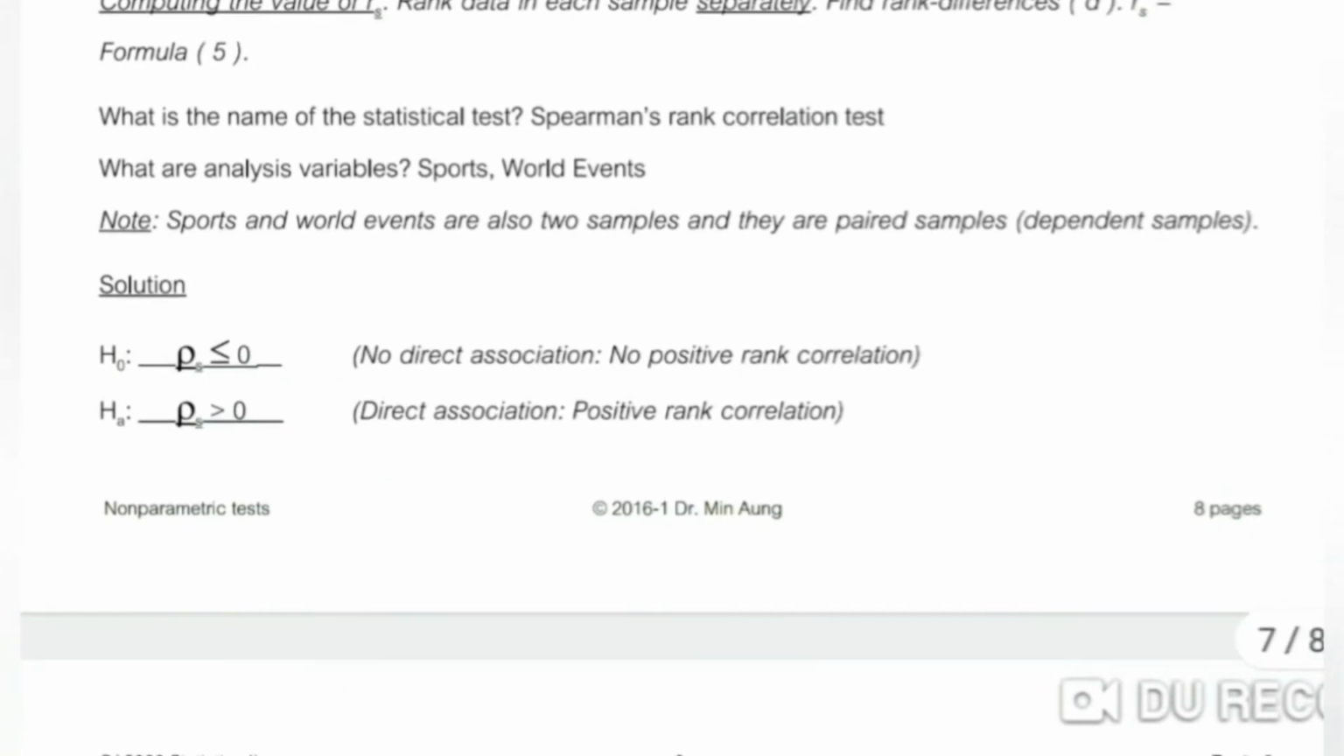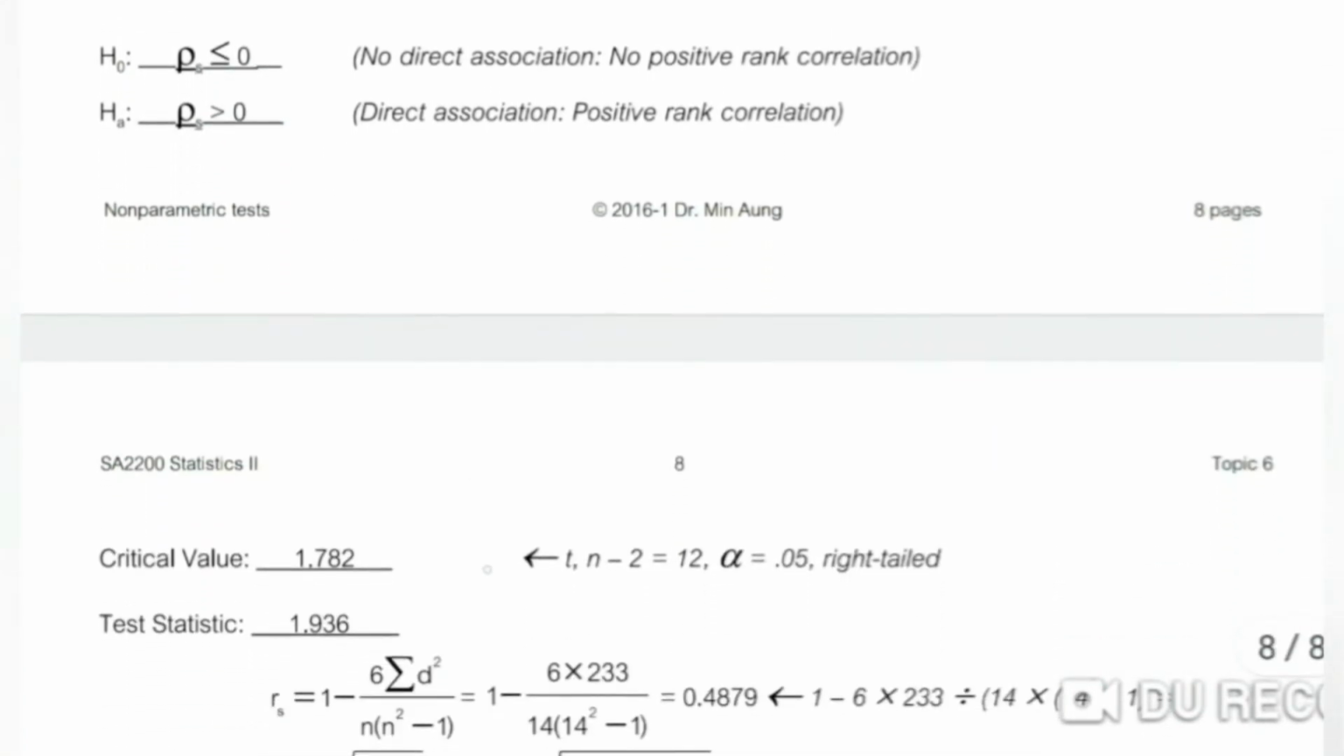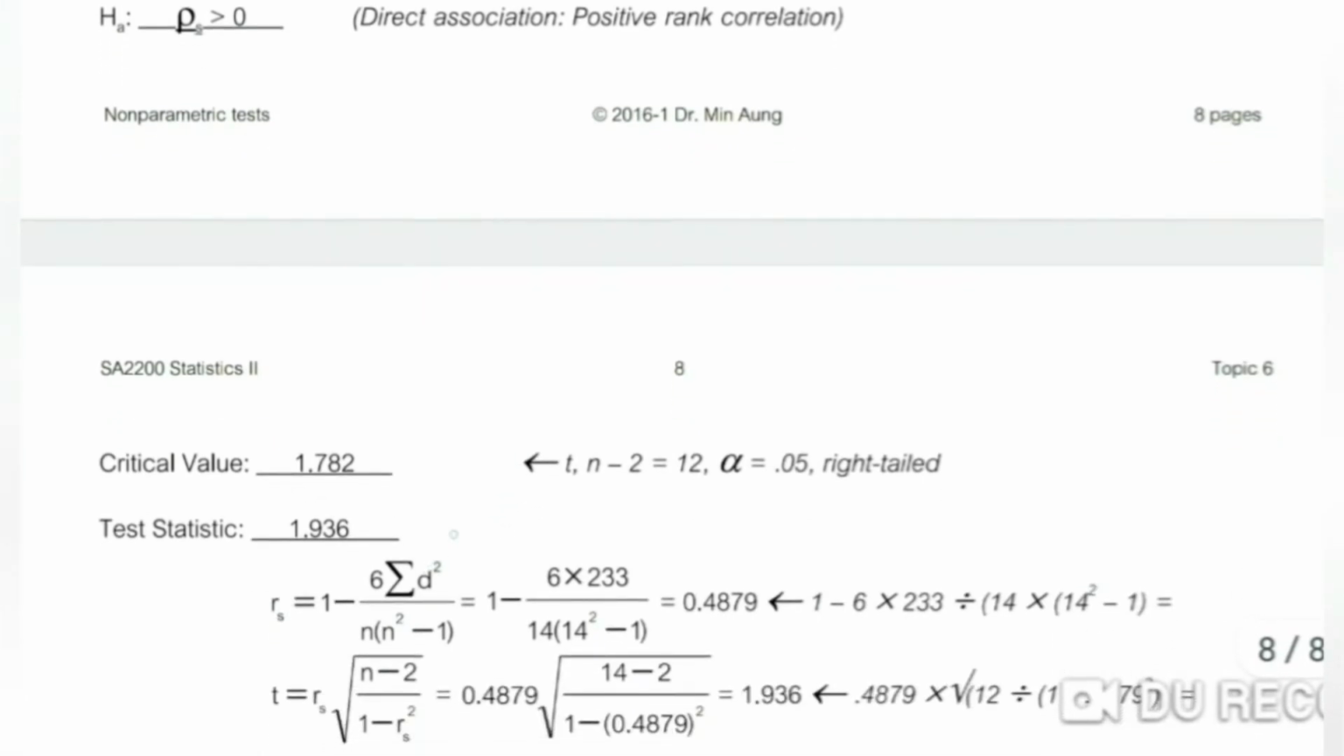For the critical value, you use the t distribution with n minus 2 degrees of freedom. So you go to the t distribution, degrees of freedom n minus 2, like this. We can go to the t table.